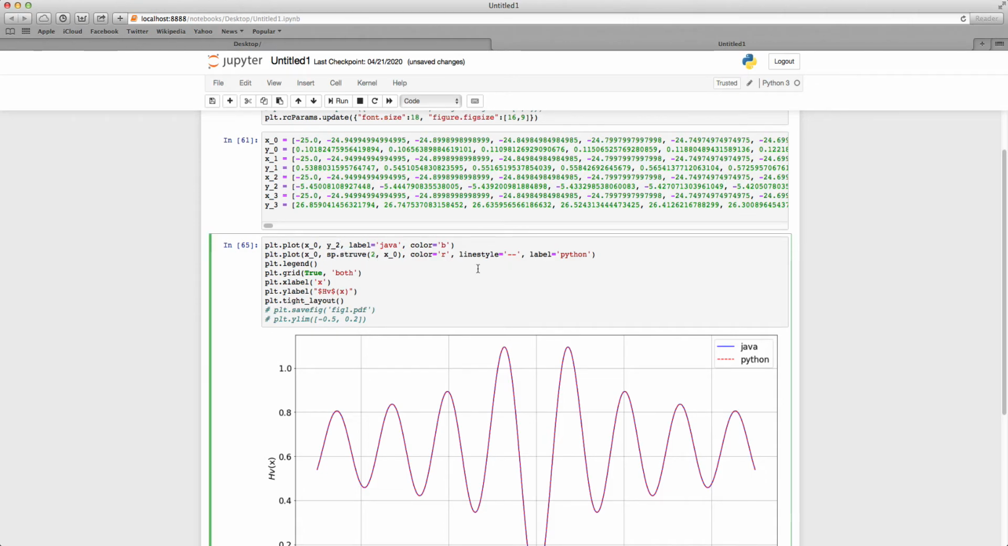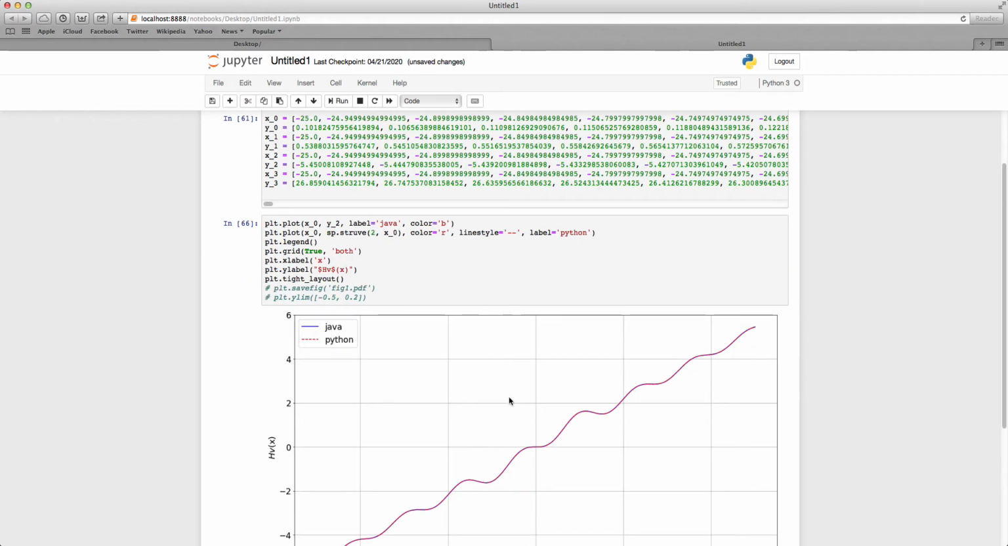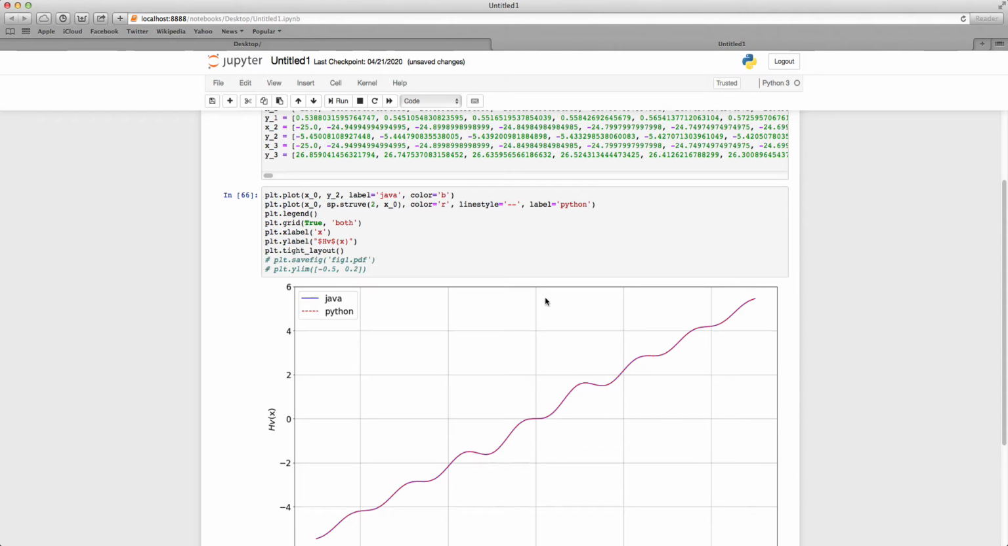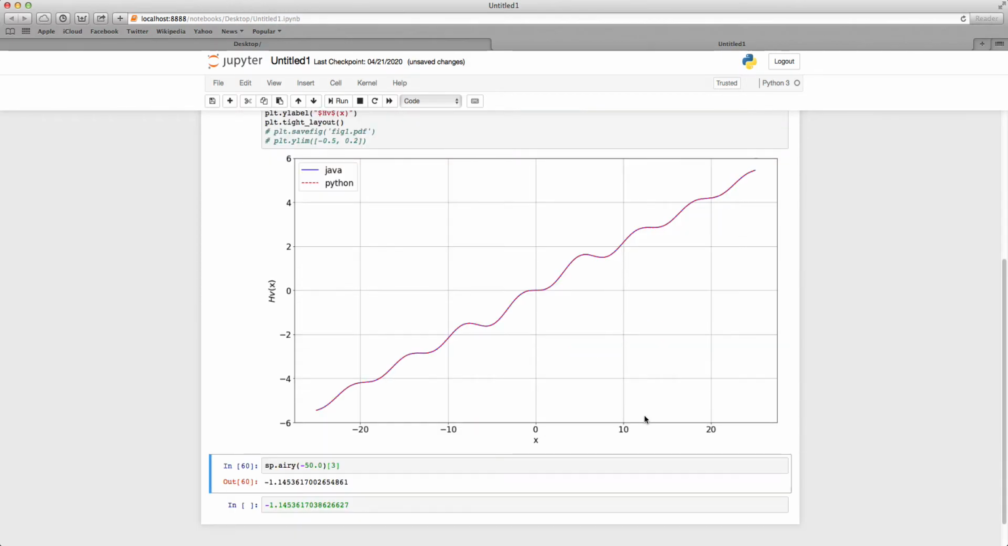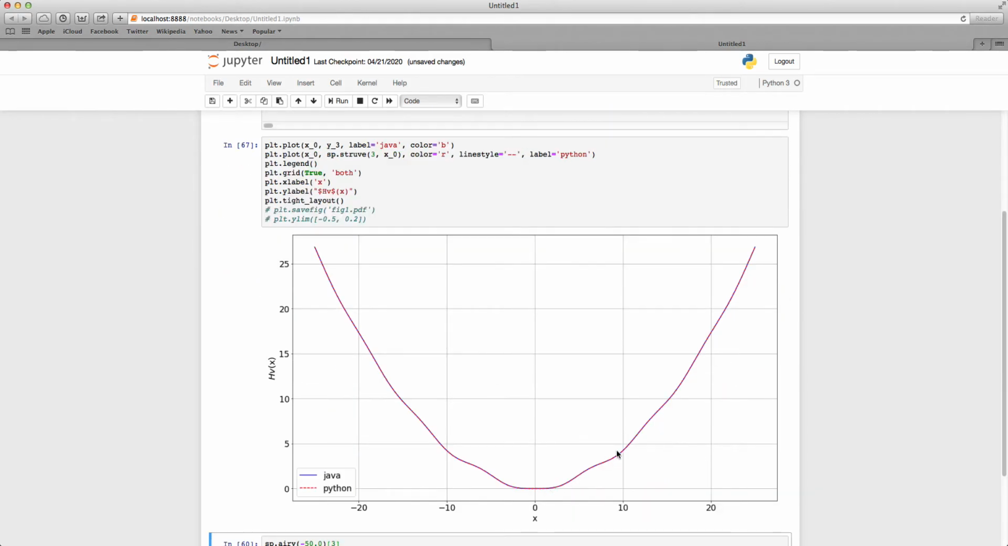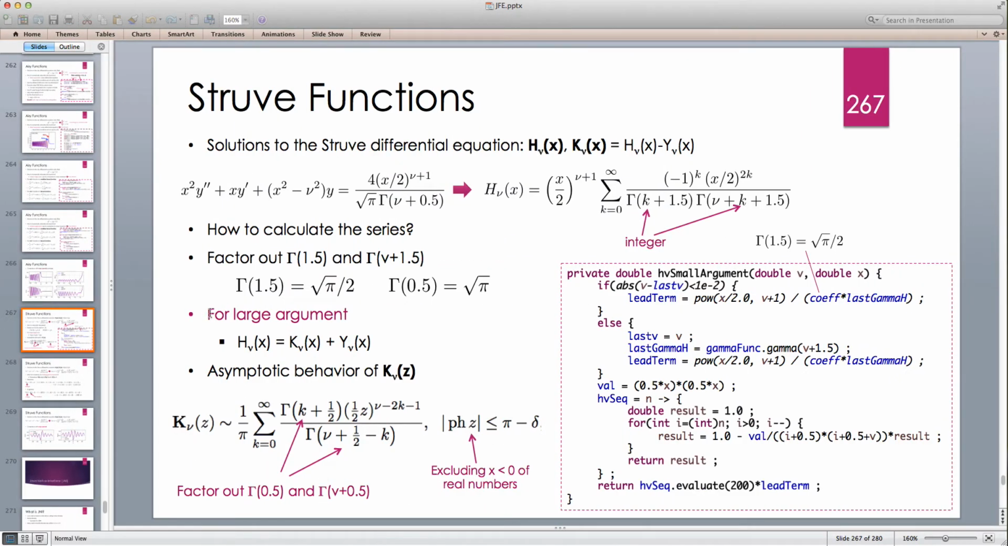y2 is a Struve 2. As you can see, this one is kind of rising. It's not a real oscillatory. It doesn't go away or vanish at large x. And y3 was a Struve 3. And we get a similar result. All right. So this was the introduction to the Struve functions.